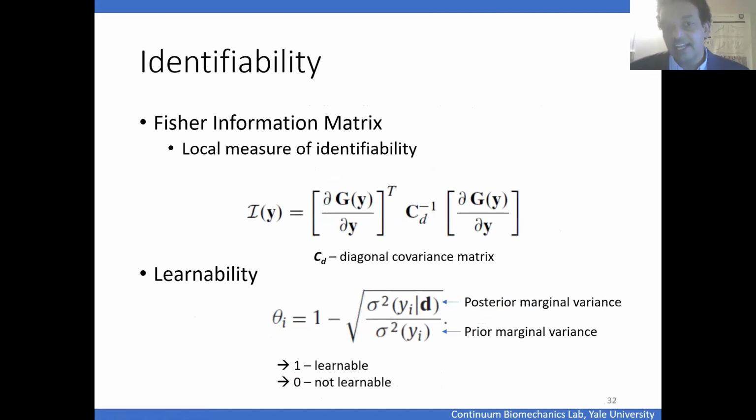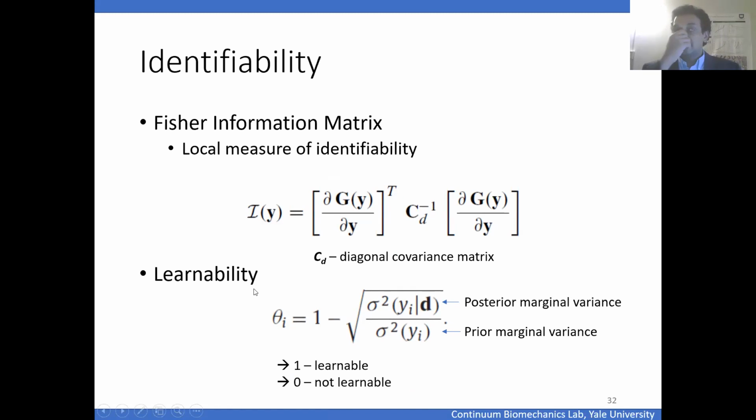For identifiability analysis, I use two different techniques. One is a Fisher information matrix, where you take the derivative of your model with respect to the parameter, transpose it, and then normalize it with your diagonal covariance. We look at the dominant contributions to the null vectors in your matrix, and those are your unimportant parameters locally. Okay, or those are locally unidentifiable parameters.